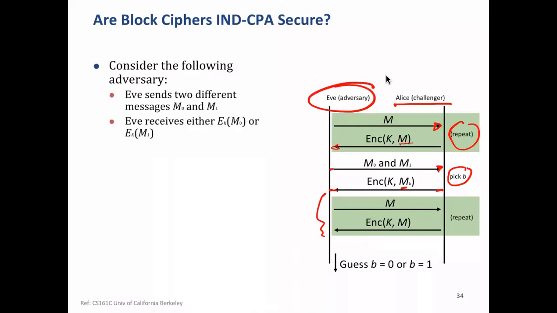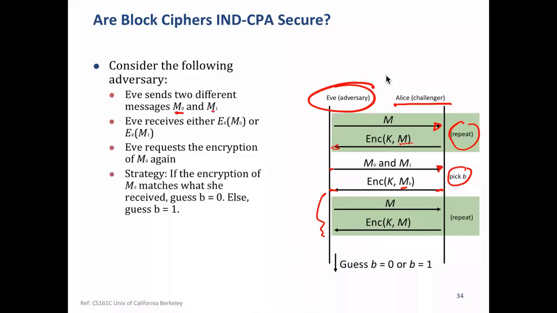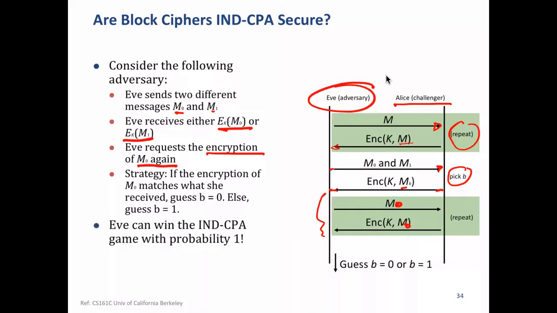Okay, so now Eve sends two messages M0 and M1, this we have discussed, and Eve receives those two encrypted versions back. Now Eve requests the encryption of M0 again. If she sends M0 again and gets the encryption of M0, and she does it multiple times, then she has prior knowledge that yes, the encrypted message looks the same. So this way we can say that Eve can win the game with probability 1.